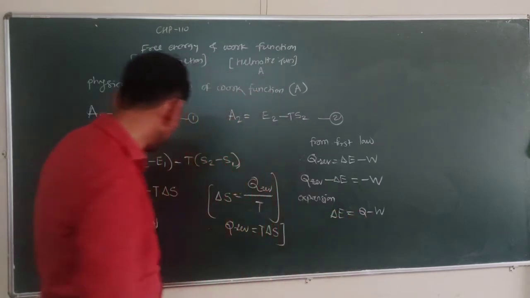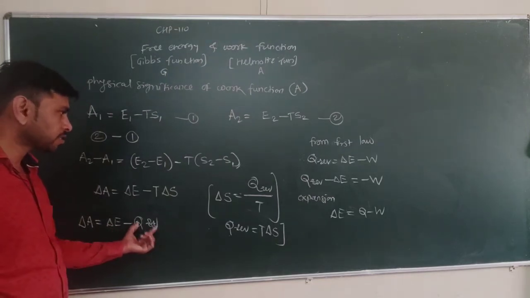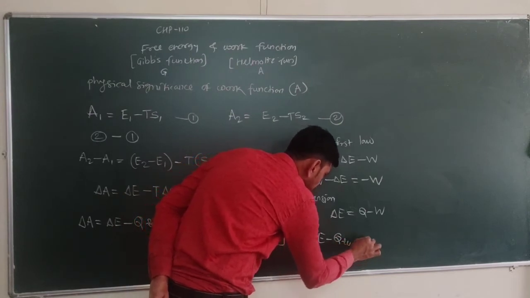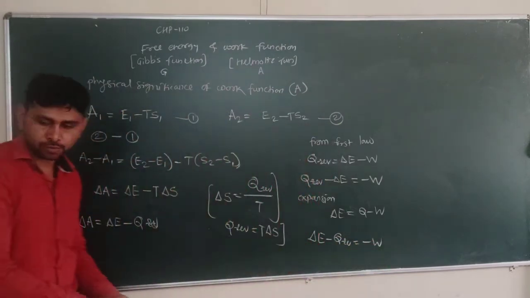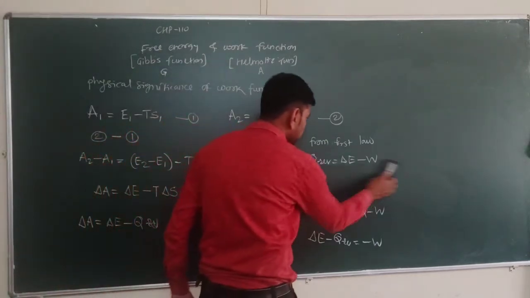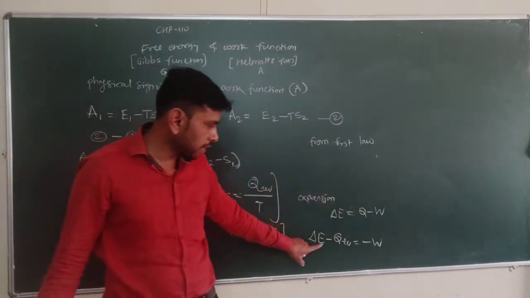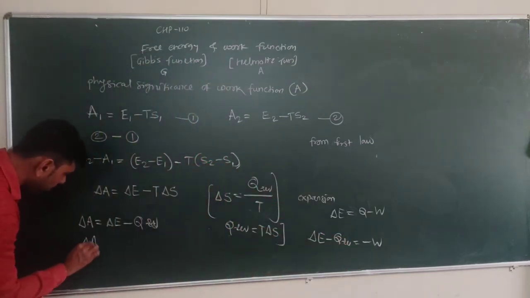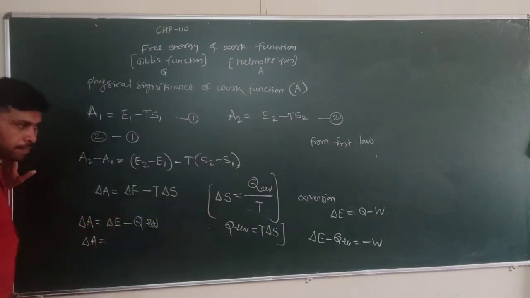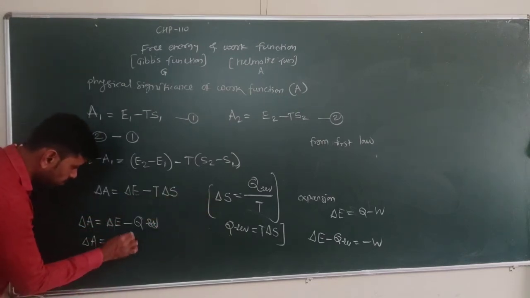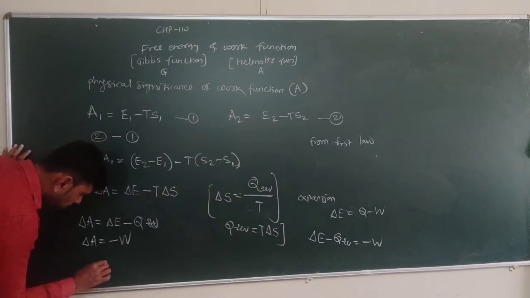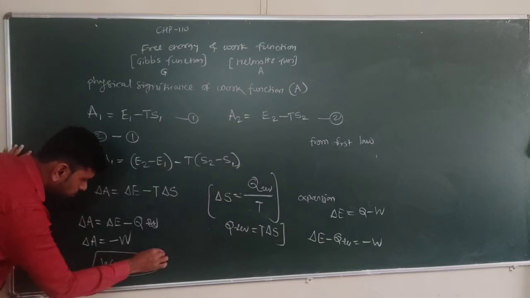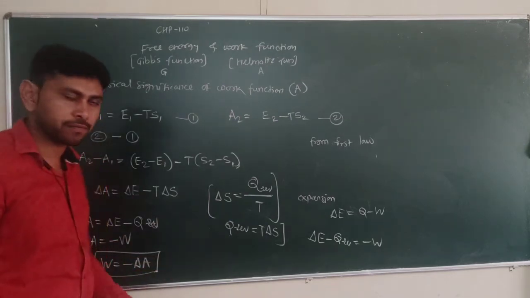Now if we have to change this form in this way, delta E minus Q reversible equals minus W. So forget about this compression type of work. Here, for expansion type of work, we can write delta E minus Q reversible equal to minus W. So delta A is equal to minus W, or we can write this equation as W is equal to minus delta A. So this equation gives the significance of this work function.